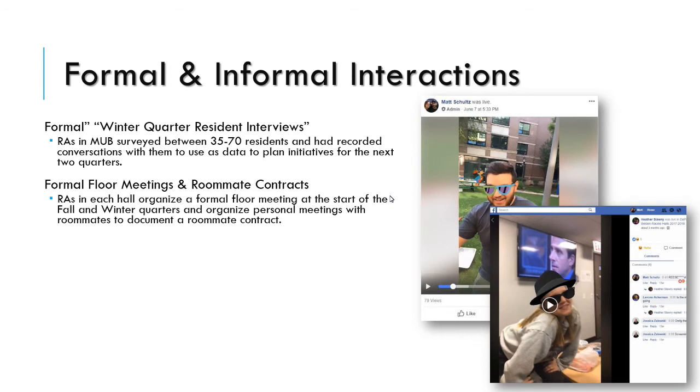Another formal interaction would be floor meetings and roommate contracts. Those are things you're already going to do as an RA. So floor meetings at the beginning of the fall and winter quarter, you're meeting with the folks who are new to your floor and engaging with them around community standards and policy and how to engage. That's a formal meeting, as is the roommate contracts. If you lived on campus, at some point your RA meets with you and your roommates to write down and document those things that you agree upon in your room to have a successful year with your roommate.